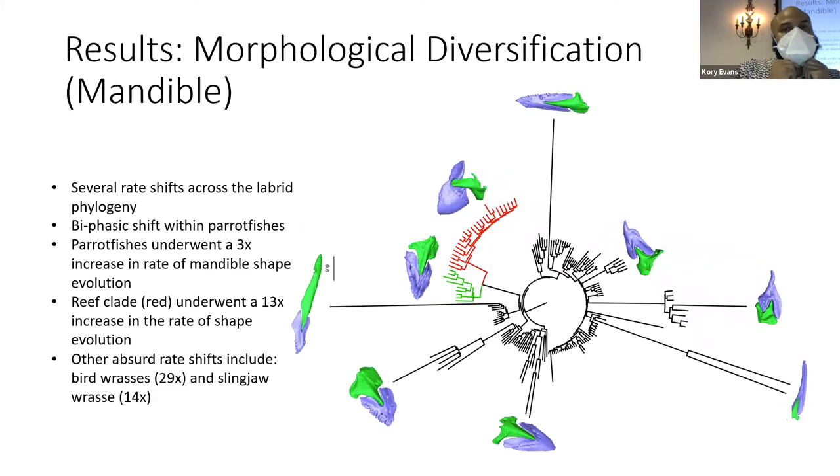So what about rates? Here I'm showing you a phylogeny where I scale the branch lengths by the rate of shape evolution. So long branches correspond to fast rates, short branches correspond to slow rates. Let's take a walk around this tree, because there's a lot happening. For starters, that slingjaw wrasse that I showed you earlier, this lineage is absurdly fast. This is the fastest rate that we have in the entire analysis.